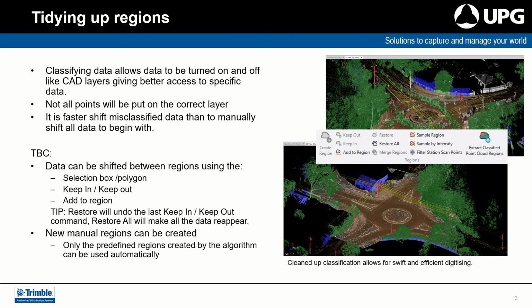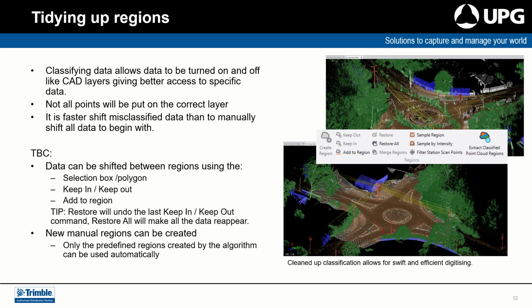It's faster to shift misclassified data than it is to manually shift the data to begin with. So I would always run the extract classified point clouds region when processing the data. The other thing to consider when extracting point cloud regions is that the indoor scans should be isolated from the outdoor scans.